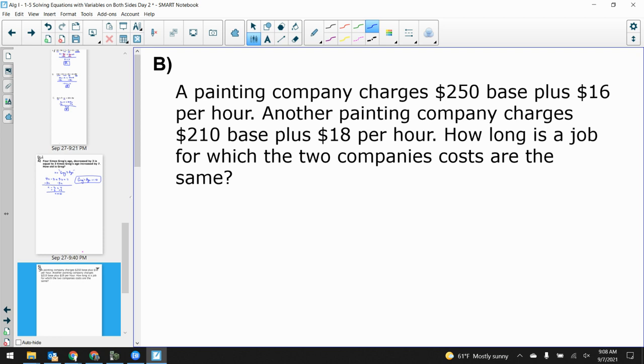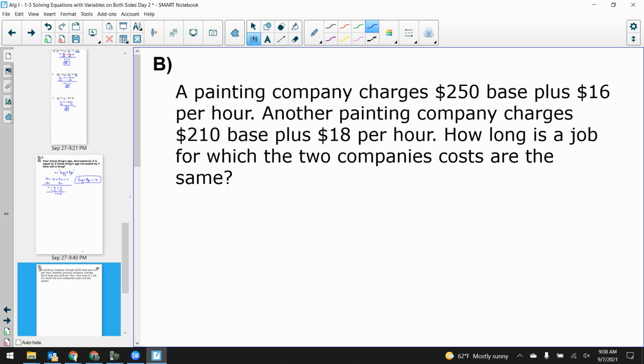A painting company charges $250 base plus $16 per hour. Another painting company charges $210 base, but they charge $18 per hour. So notice the difference. One charges more right off the bat, but less per hour than the other. So I want to know, okay, when's the cutoff? When are they going to equal out, where one is going to equal the next? Where one is going to be like, okay, now they're the same amount, they can start overtaking the other.